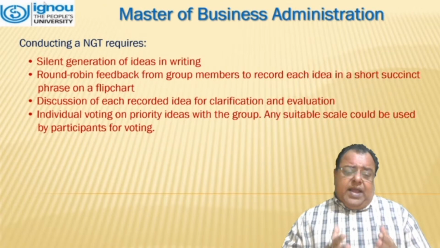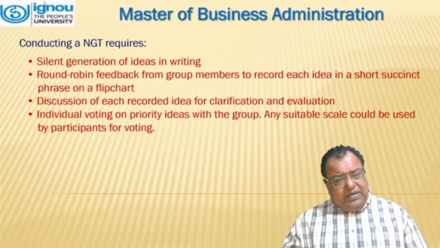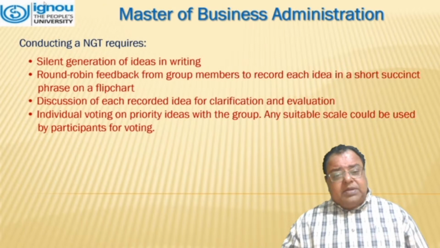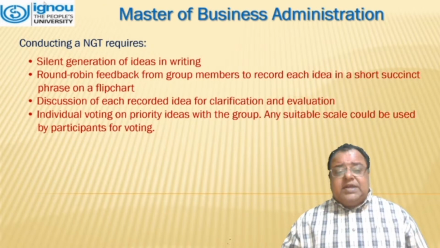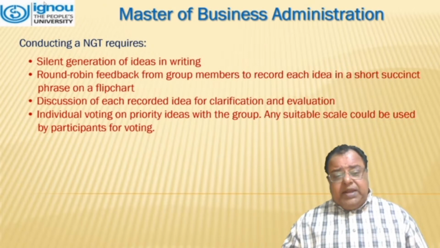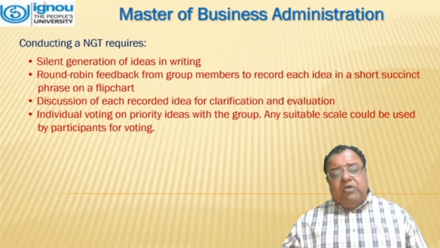Conducting NGT includes silent generation of ideas in writing, round robin feedback from group members to record each idea in a short, distinct phrase on a flip card, discussion of each recorded idea for clarification and evaluation, and individual voting on priority ideas within the group. Any suitable scale could be used by participants for voting.